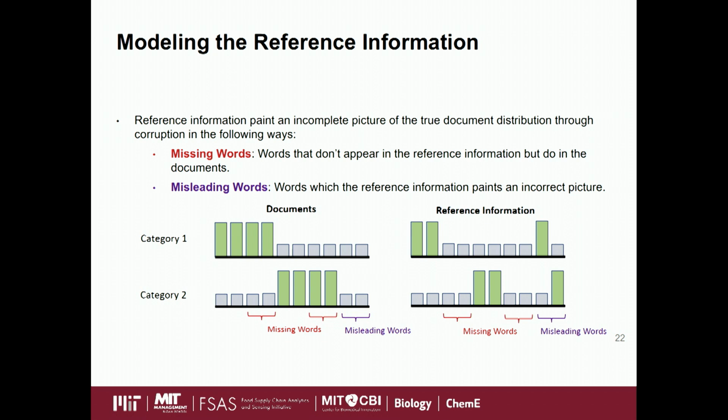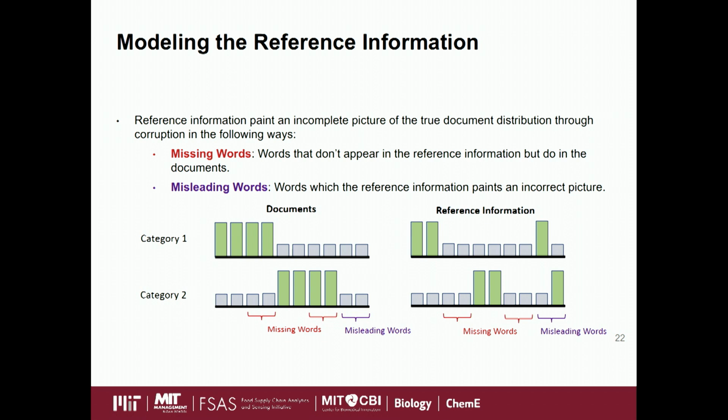If you look on the left-hand side, one way to think about it is that there are two categories, and each one of them has specific words that appear in higher frequency for those categories. These are the green bars that you see for each one of them. On the right-hand side, you see the reference information, the category description. As you can see, some of the words that are specific for the deviations are not specific in the description. Some of them are actually misleading, so there is some corruption.